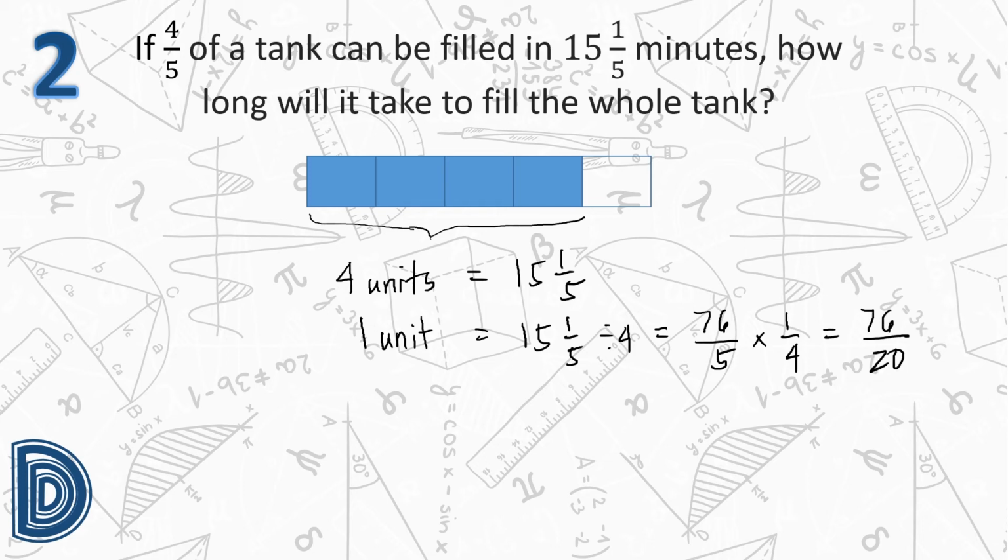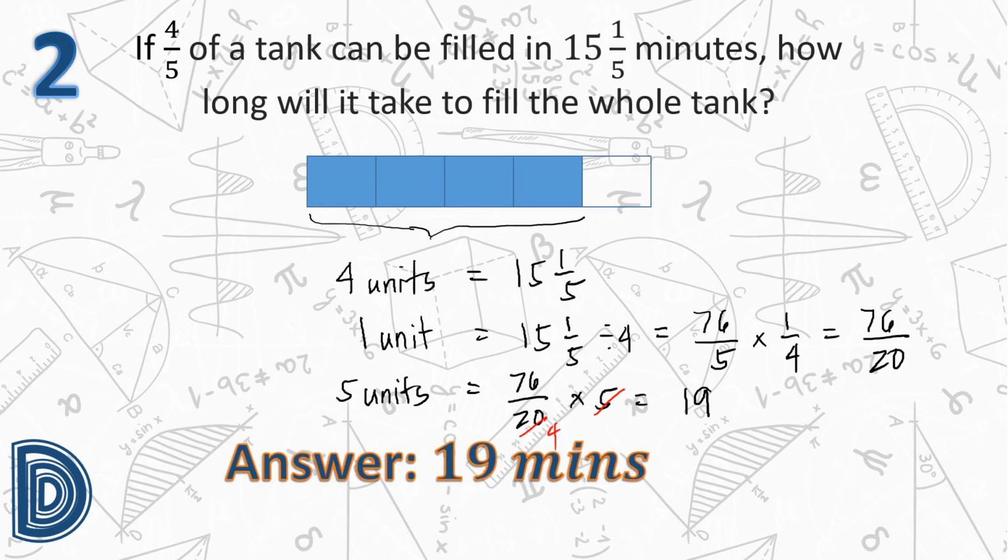So if we are to get the whole tank, that will be 5 units. We'll have 76 over 20 times 5. 5 over 20 is 1/4. So we have 76 over 4, and that is equal to 19. Hence, we have 19 minutes.